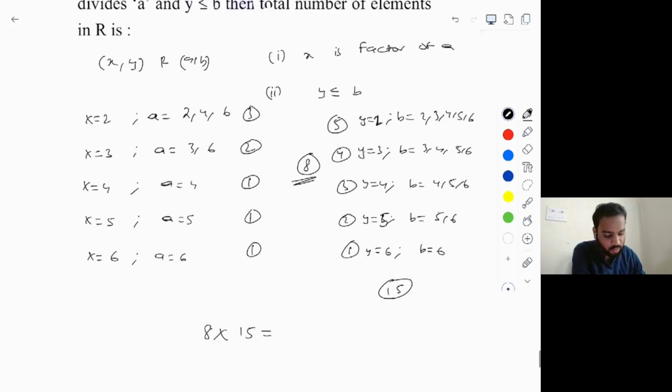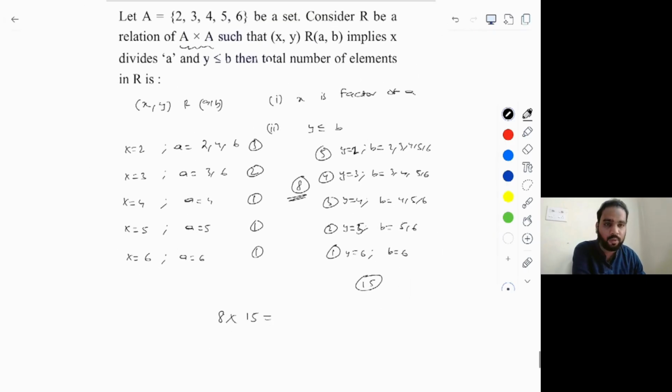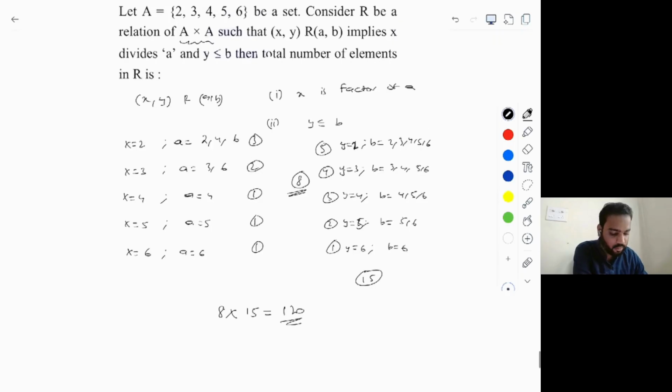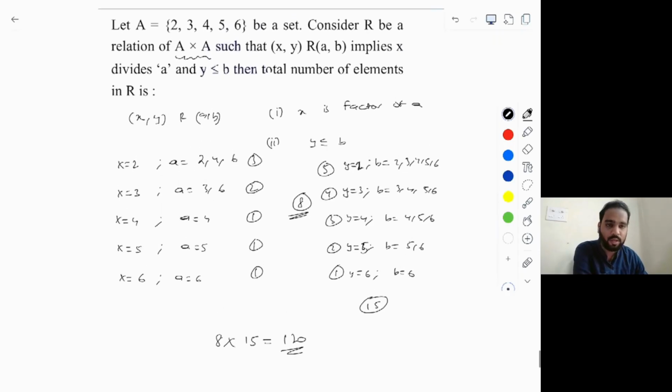So which means the total number of combinations in which you can put x comma y related to a comma b is 15 into 8, which is equal to 120. Okay. So this is how you do the question, right? And I hope it is clear. It is a simple question, but as I told, the only thing required is writing proper cases.